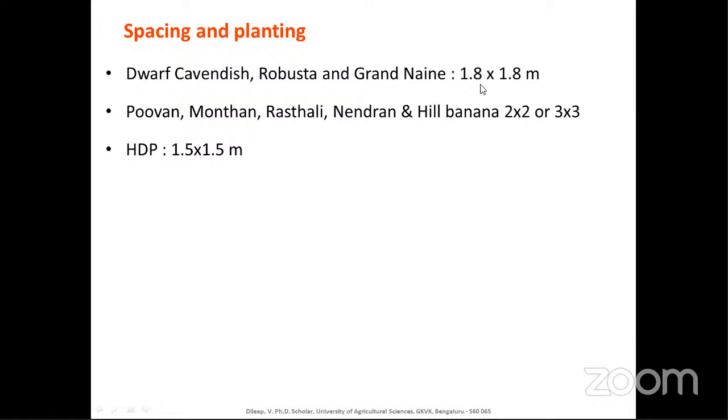Okay, so at 1.8 by 1.8, how many plants are accommodated per hectare? I gave the formula last time and also showed how it is calculated. Please go through it and remember. So for HDP, we know that it's 1.5 into 1.5 meter.